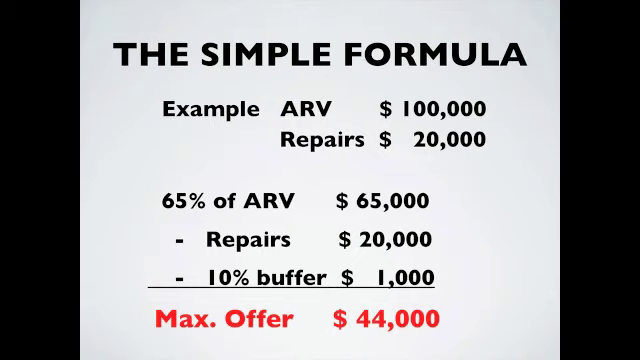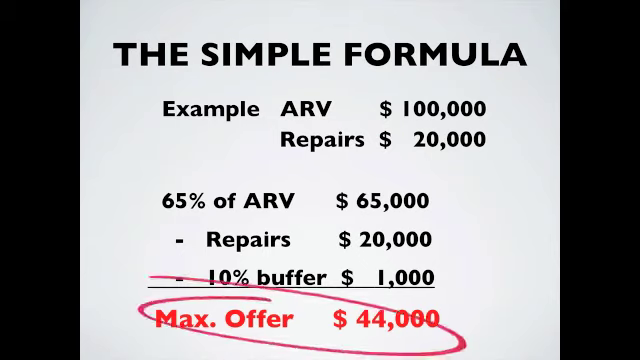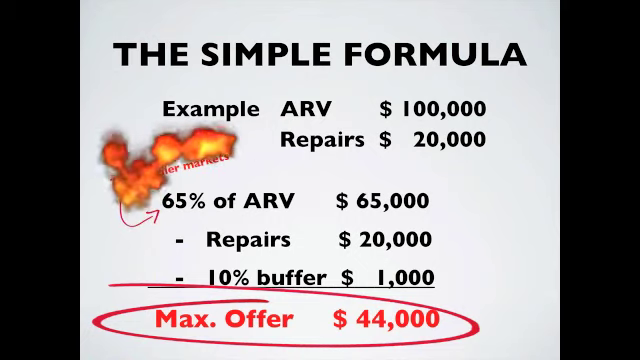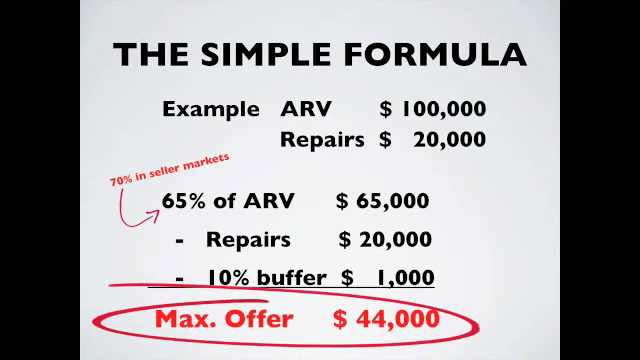In this situation, we're using $100,000 as an example with a $20,000 repair estimate, and I take 65% of the ARV in today's market, $65,000, subtract out the repairs, $20,000. I subtract out a 10% buffer, and that leaves me with a maximum offer of $44,000. Now, just a side note, in hot markets, you can bump the 65% up to 70% because your holding time is less, properties will sell a little bit faster and a little bit more.